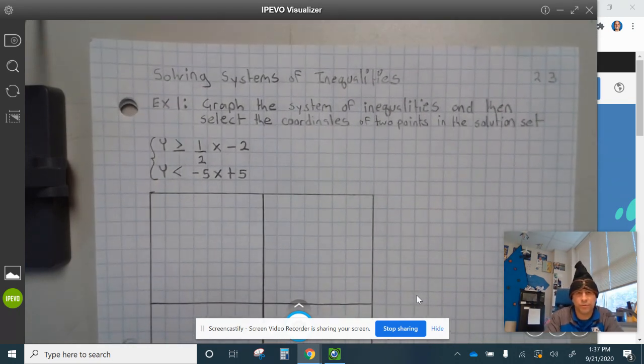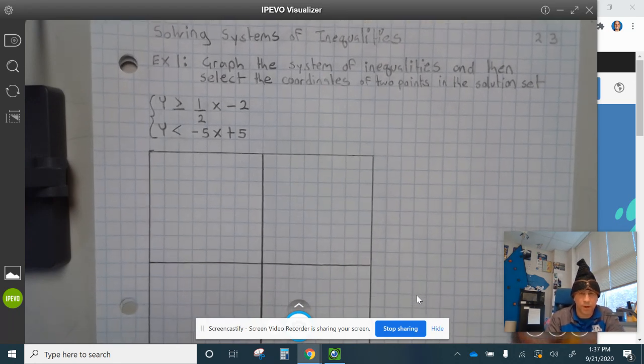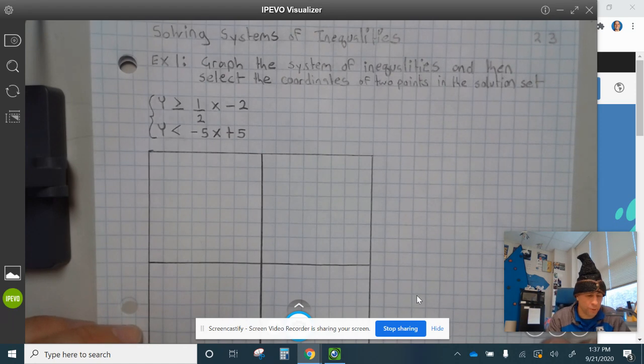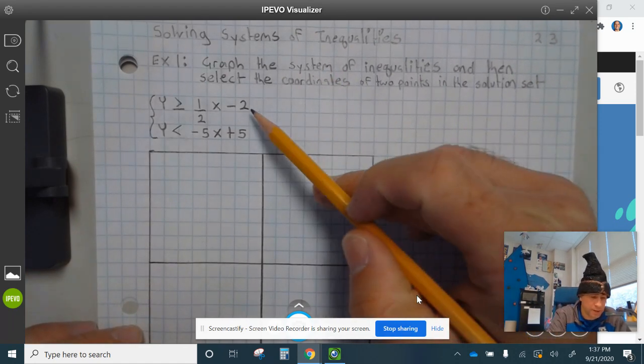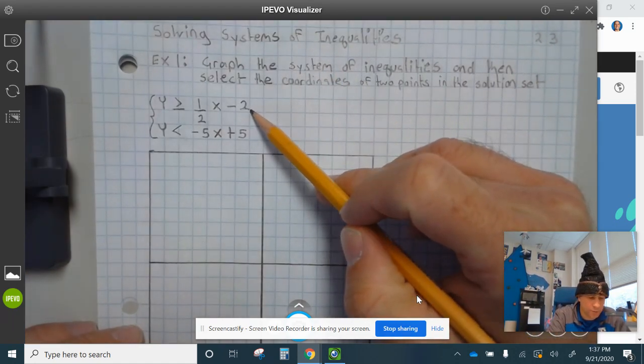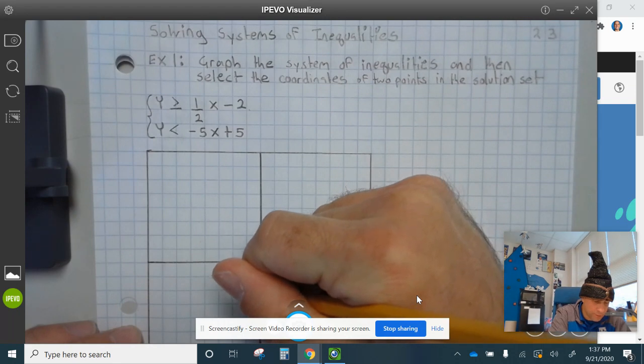Okay, solving systems of inequalities. Example 1. Graph the system of inequalities and then select the coordinates of 2 points in the solution set. So when you have y greater than or equal to 1/2 x minus 2, to graph this in slope-intercept form, you start by graphing at the y-intercept, so -2. So you have a point at (0, -2).